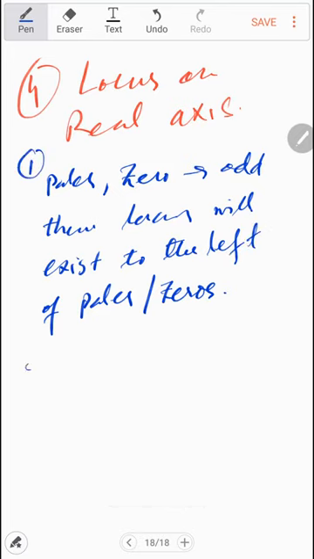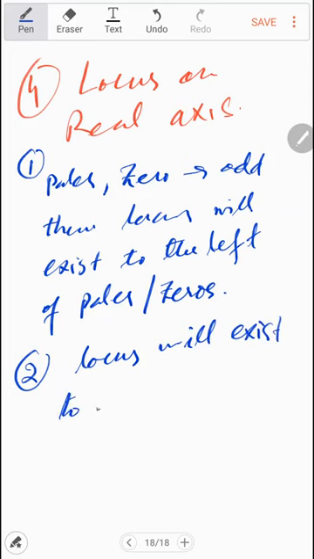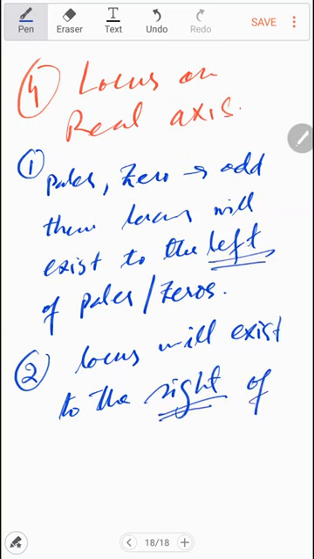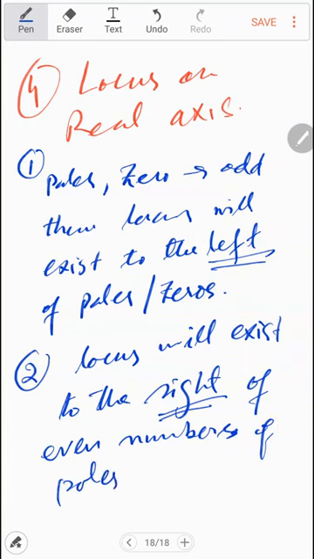This is number 1. Number 2 is the locus will exist to the right, remember this, to the right of an odd number of poles and zeros. Now this is important, and with this we will get some command over the root locus.